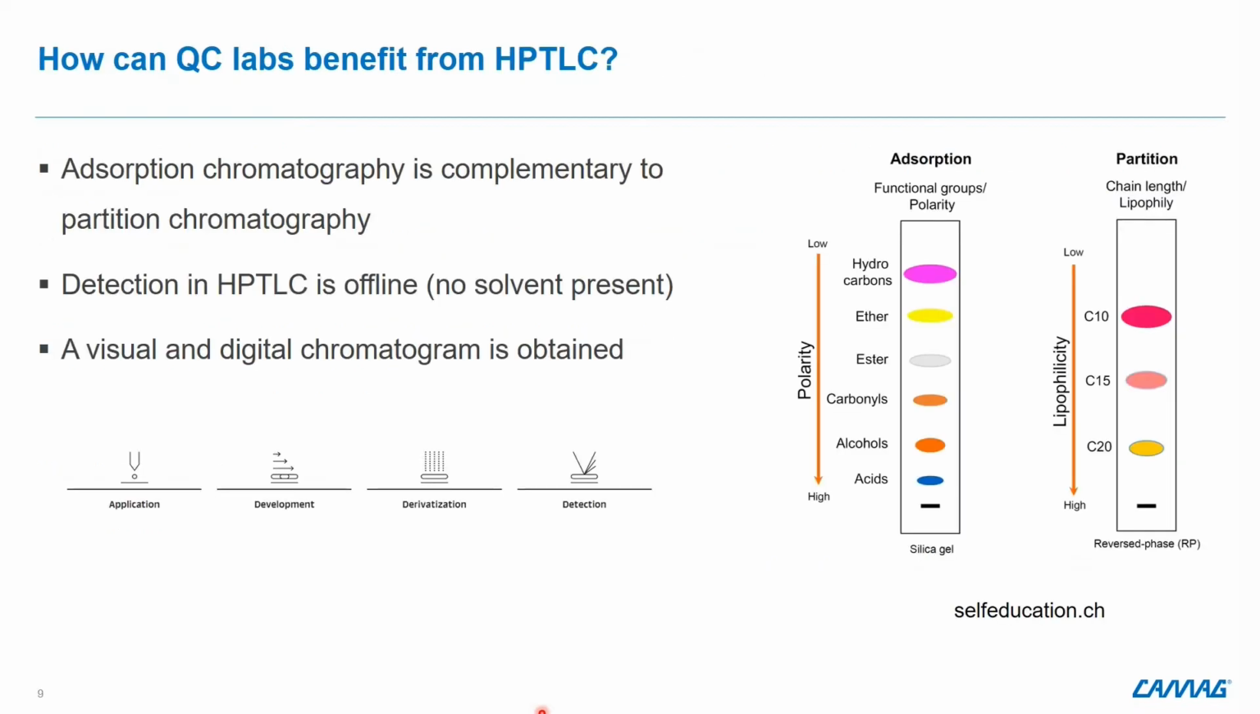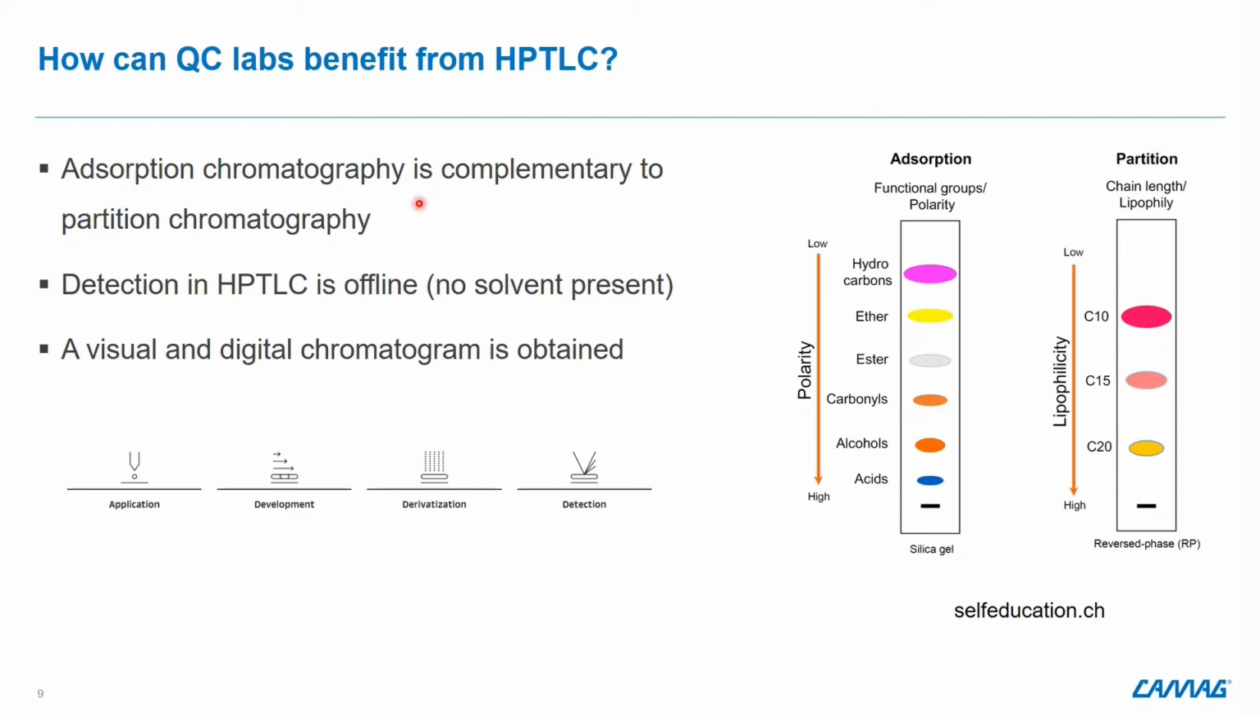How can HPTLC overcome those challenges? And how can QC labs benefit from the use of HPTLC? The most common stationary phase in HPTLC is the normal phase, the unmodified silica gel, and the main separation mechanism is adsorption, an interaction between the functional groups of the analytes and the polar groups of the silica gel. This means that this separation mechanism is complementary to the partition chromatography and can perfectly be combined with reverse phase column chromatography.